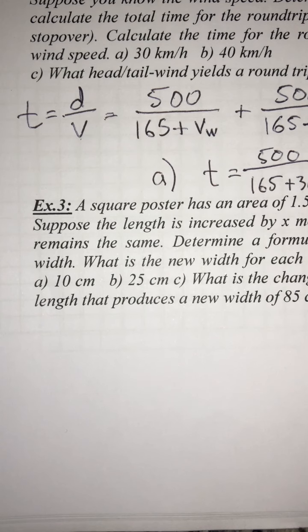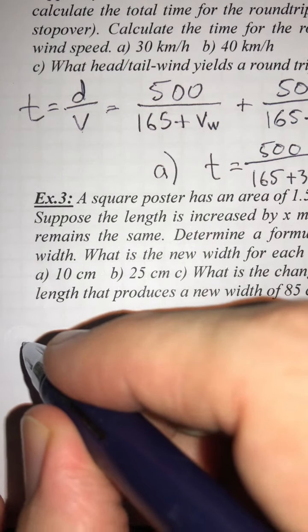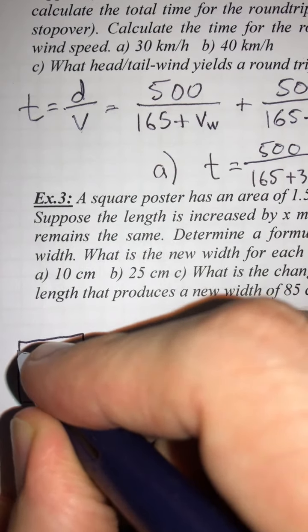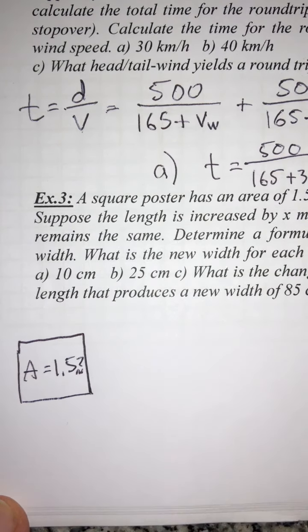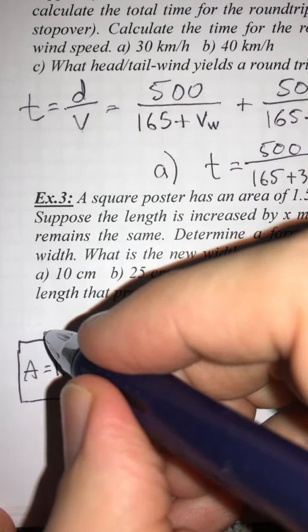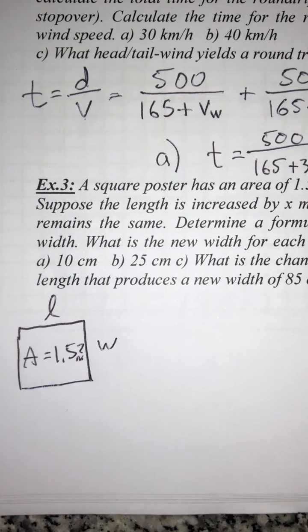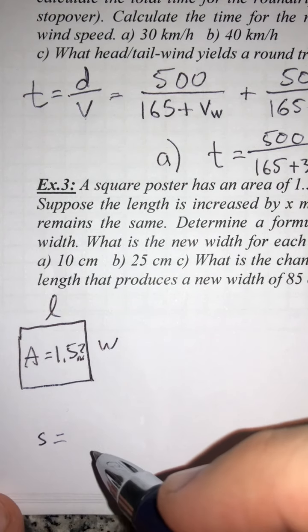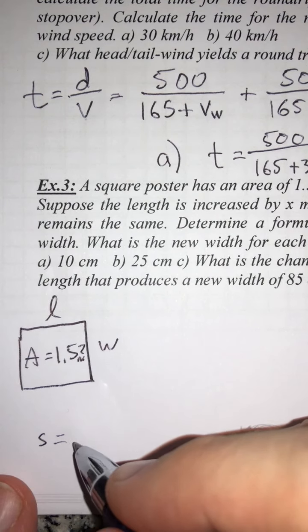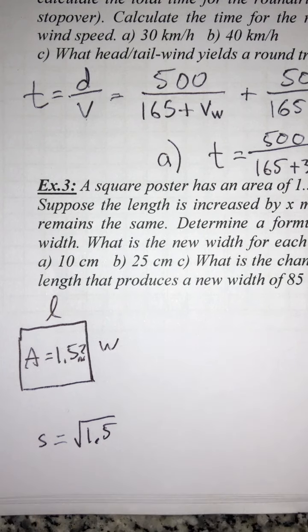Okay, last question here. So we've got a square poster. You're told the area, and what you're going to do is change the length by a little bit. So what I've got in this situation, it's great to show a picture for it. You've got a square. You're told your area is 1.5 meters squared. Originally, the sides are all the same, but we are going to change something up. So originally, my original side is going to be, well, I just take the square root of this. So the original side is just the square root of 1.5. That's the original side length.